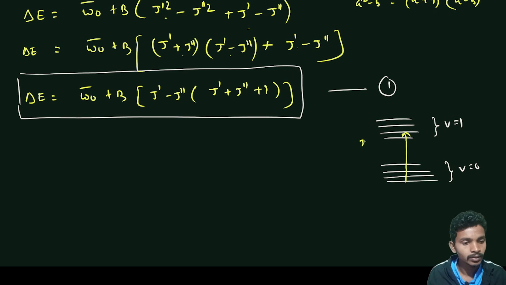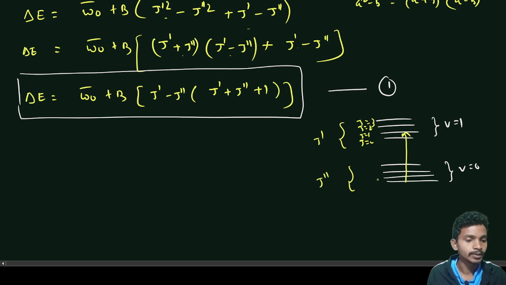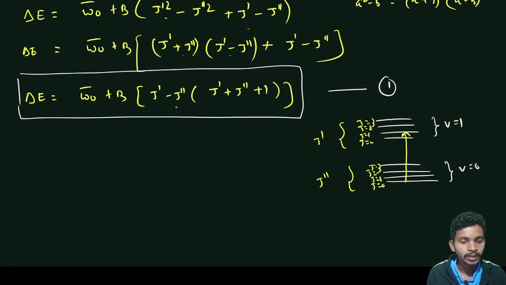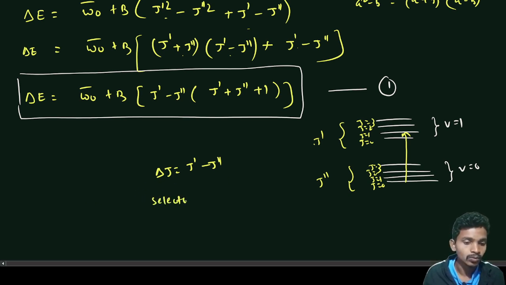So you see this is j equal to 0, j equal to 1, j equal to 2, j equal to 3, and this all I represent j dash, and this all I represent j double dash. This also j equal to 0, 1, 2, 3. Okay, so now delta j means what? Higher minus lower, so j dash minus j double dash. Okay, so you know that the selection rule for rotational is plus minus 1.